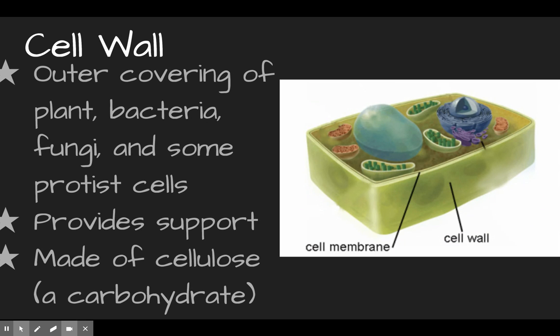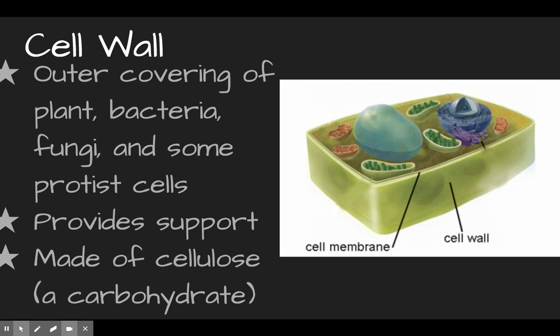So now we have the cell wall. Now, here's what you need to know about the cell wall. Not every eukaryotic cell has a cell wall. Remember, when we're talking about eukaryotic cells, there are plant cells and there are animal cells. Those are the 2 main types. You'll also have bacteria and fungi and protists, but the 2 main types are plant and animal.